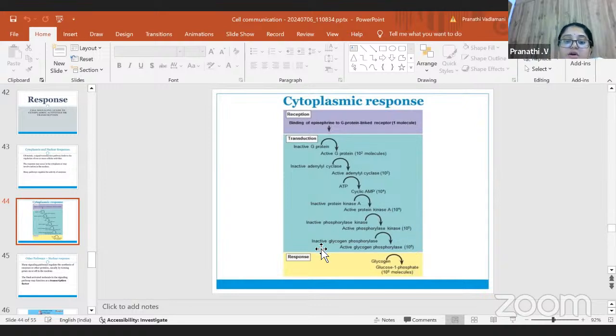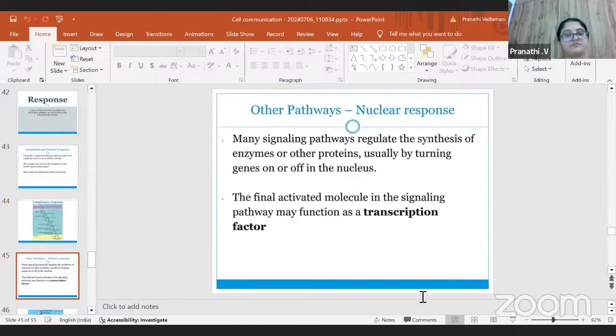This acts upon inactive glycogen phosphorylase, causes active glycogen phosphorylase to be released. So what is a glycogen phosphorylase going to do? Acts on glycogen and forms glucose 1 phosphate molecules. So glycogen phosphorylase is going to add a phosphate group to the glycogen, and then end of the day you're going to get glucose 1 phosphate.